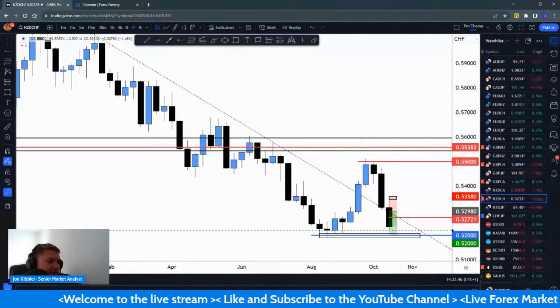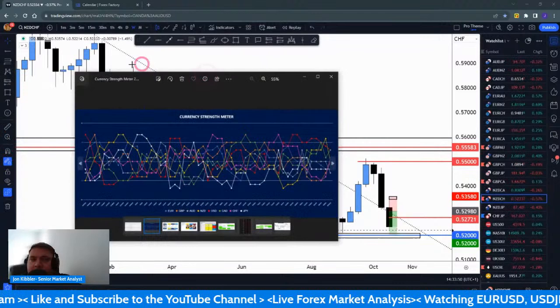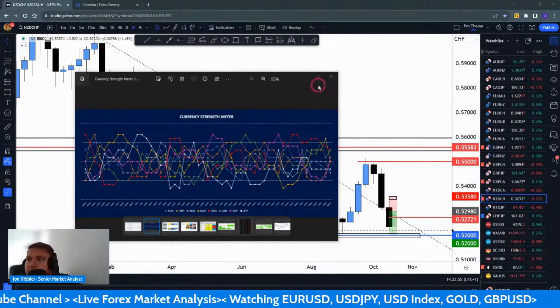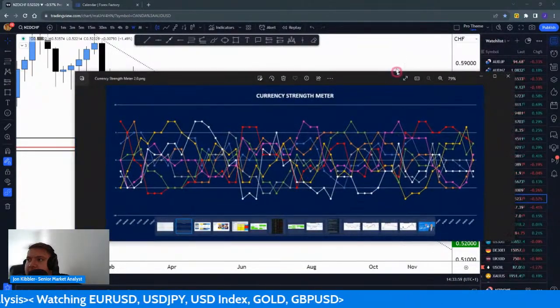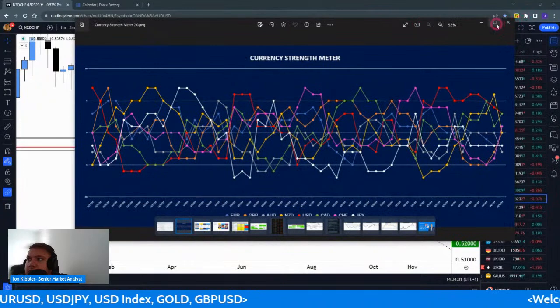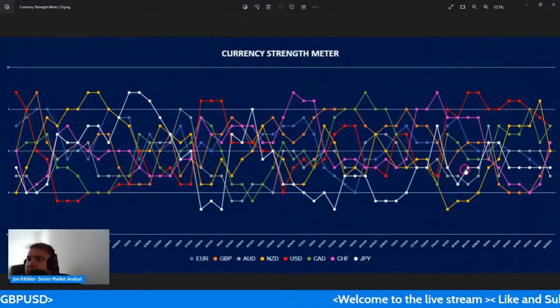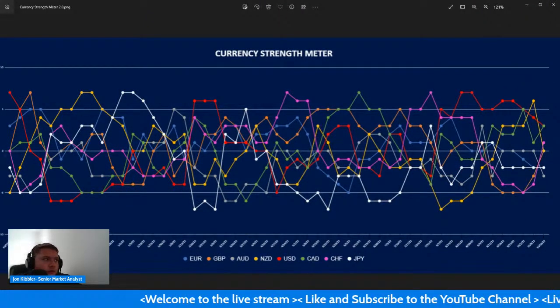If I bring on the currency strength meter that I usually highlight in the week ahead analysis, we'll highlight this a little bit and zoom in. Actually, let's just full screen it. We'll zoom in a little bit. There we go. The New Zealand dollar, why was I targeting that?